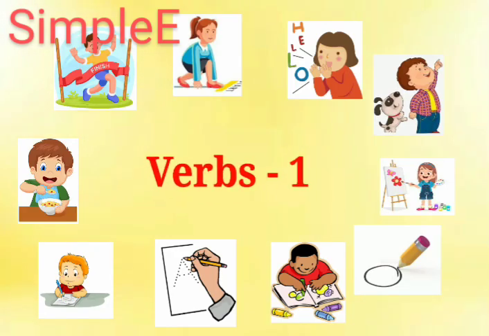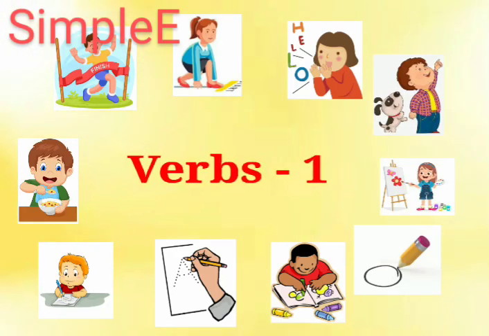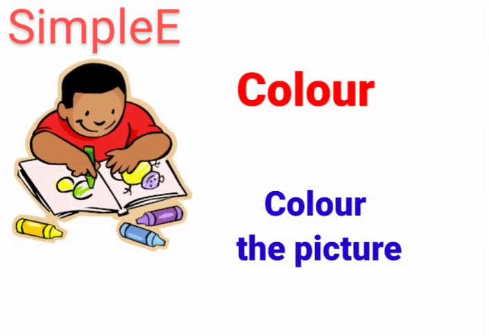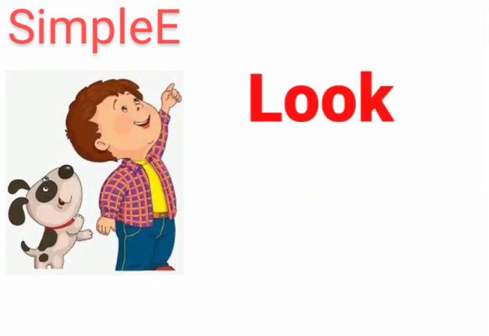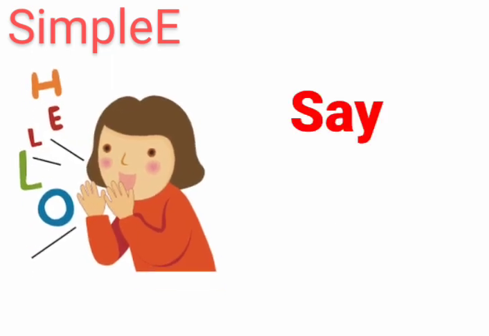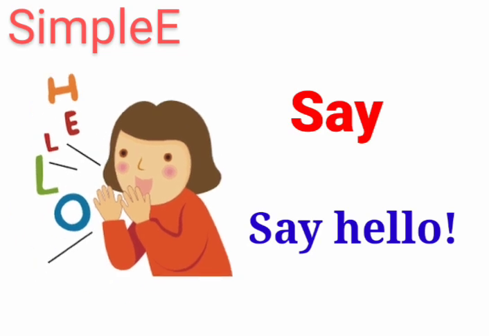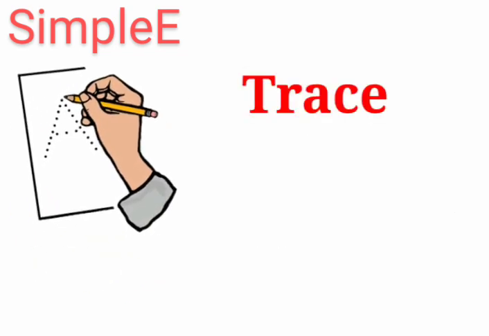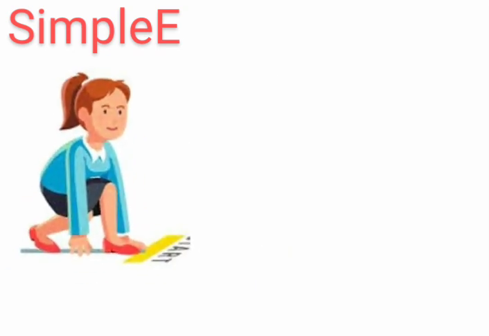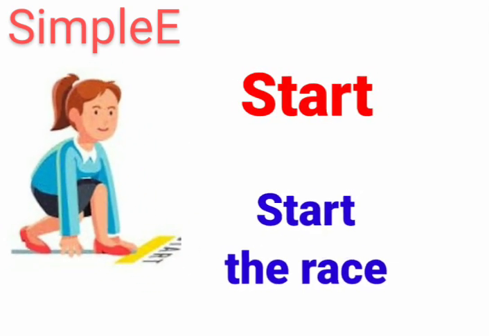Verbs in English Lesson 1. Color. Color the picture. Look. Look at the sky. Say. Say hello. Trace. Trace the letter. Start. Start the race.